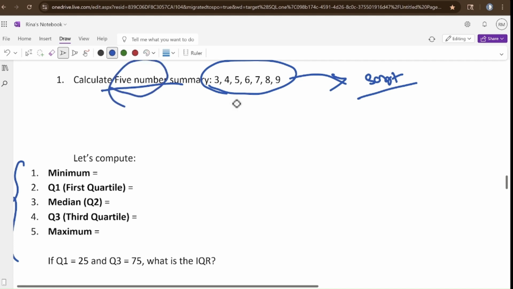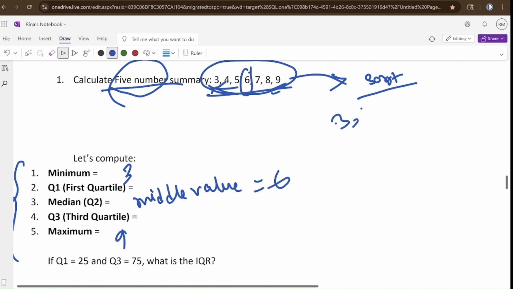Okay. So what is the minimum value from this dataset? You can easily say 3. What is the maximum value? 9. What is the median? Median means the middle value. What is the middle value here? See, 6 is the middle value because 3, 4, 5 are on one side and 7, 8, 9 on the other. Right? Now what is the first quartile? First quartile means all those values before 6: 3, 4, 5. Now you have to fetch the median of this. So 4. 8 is the third quartile.